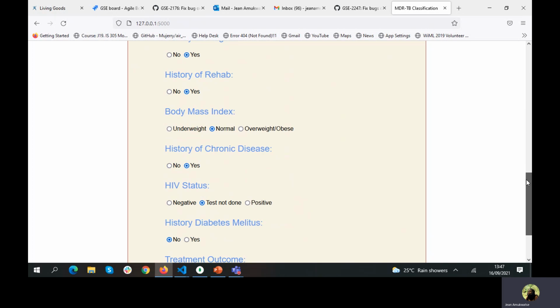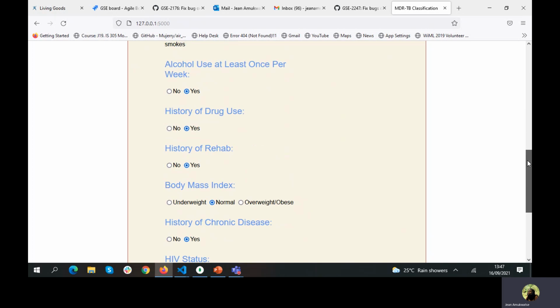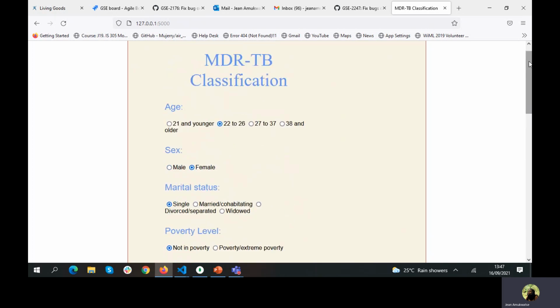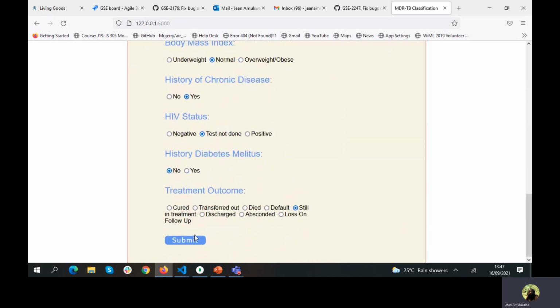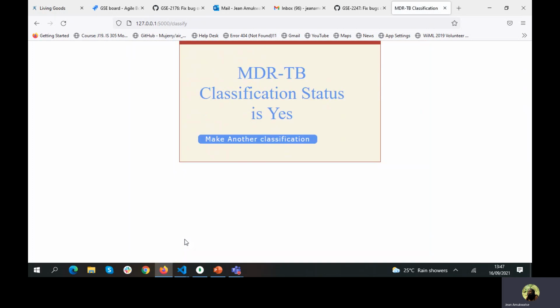So with these key features, one is already a TB case, but what we are predicting is their resistance against the two major powerful drugs that are used for TB treatment, which are isoniazid and rifampicin. So already someone is a TB case, but we are predicting them being resistant against the two major drugs. When we submit this, we get a result, and this person is classified as an MDR TB case. So this person is going to be resistant against rifampicin and isoniazid.